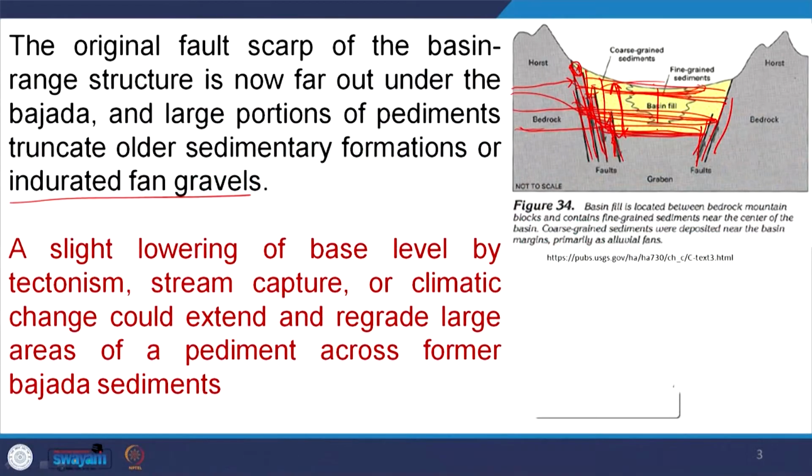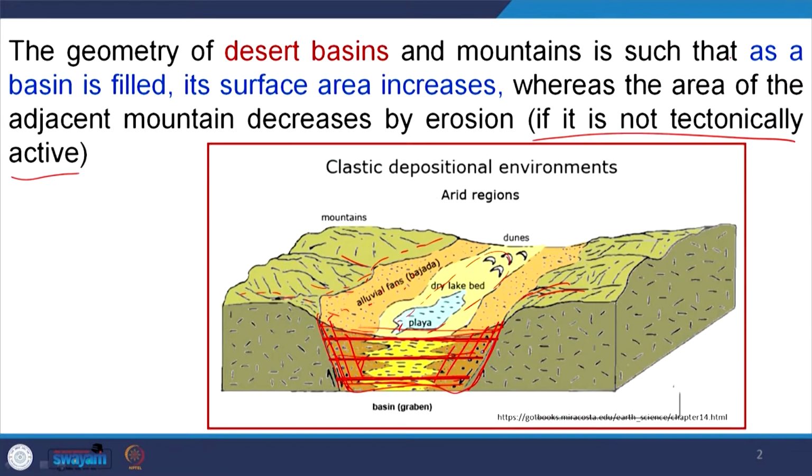So, suppose we are lowering the base level by tectonism. Stream capture occurs because it is a natural process. Whenever there is lowering of the base level, erosion will be more, so stream capture will occur, there will be terraces along the stream path, or climate change can extend and regrade a large area of pediment across the former bajada. So, suppose we are lowering the depositional level of the streams coming here; in this figure it will be easily understood.